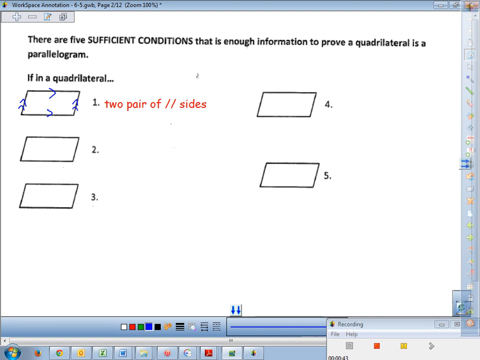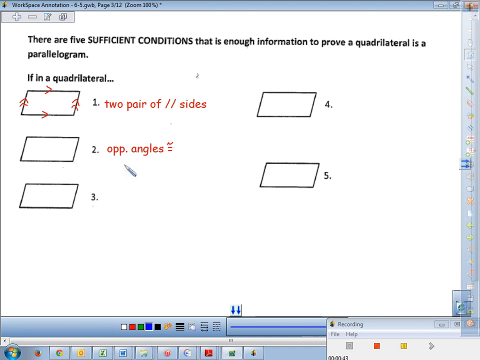What else do we know? Opposite angles could be equal, right? Or congruent, however we want to say it. Right there, opposite angles congruent. How do you mark that?